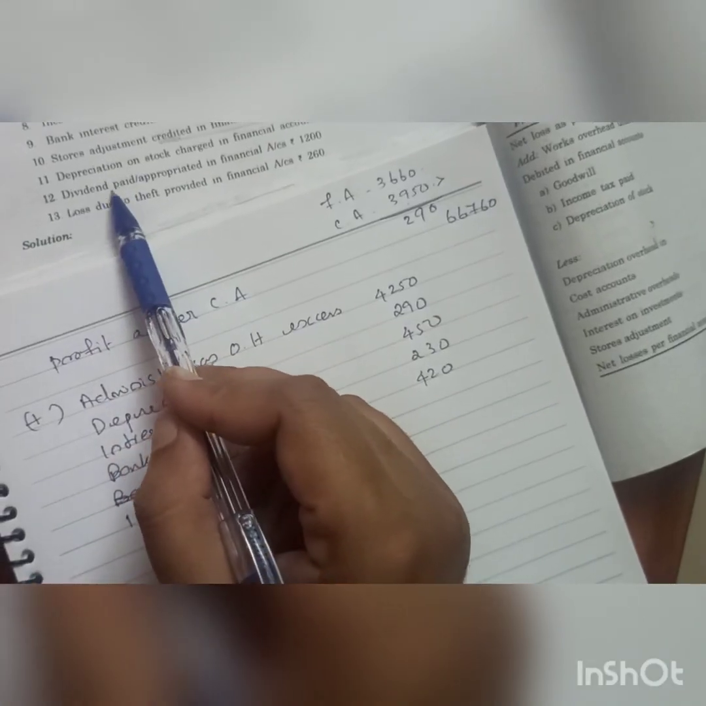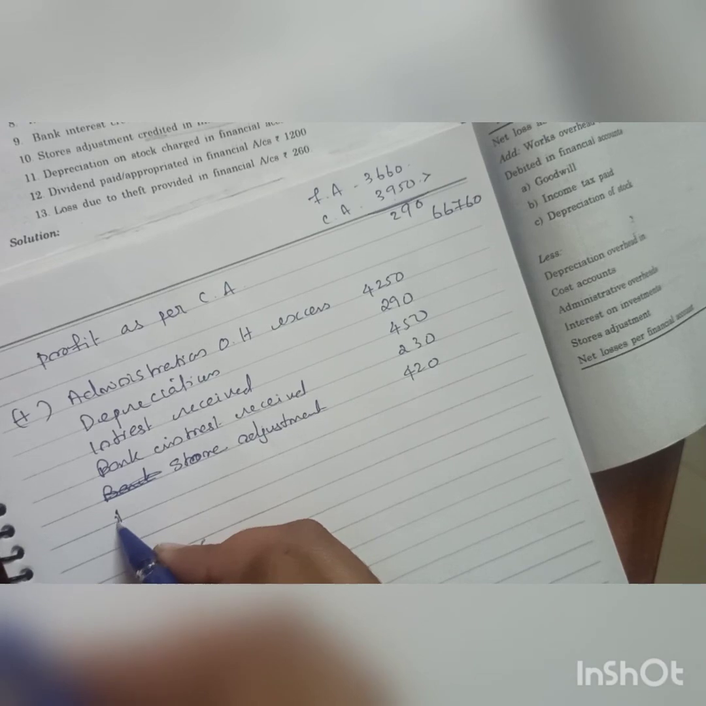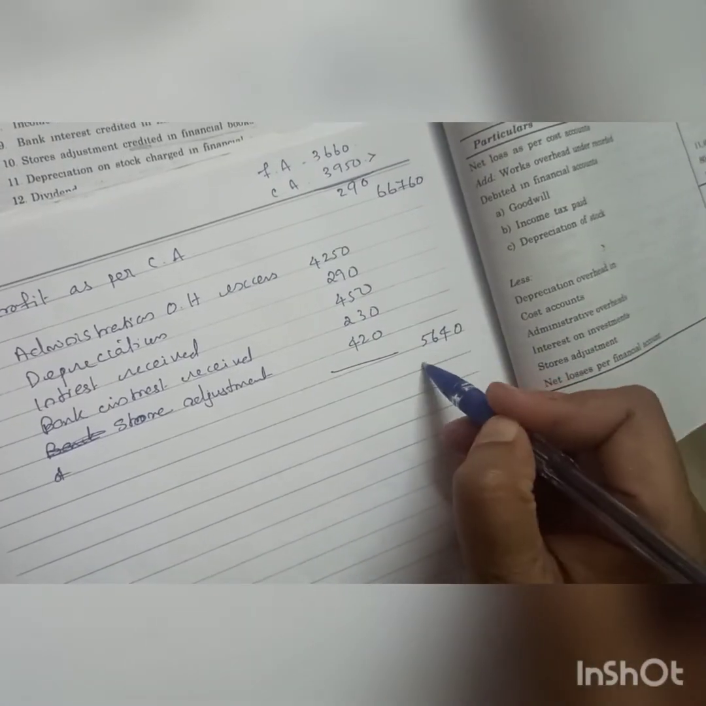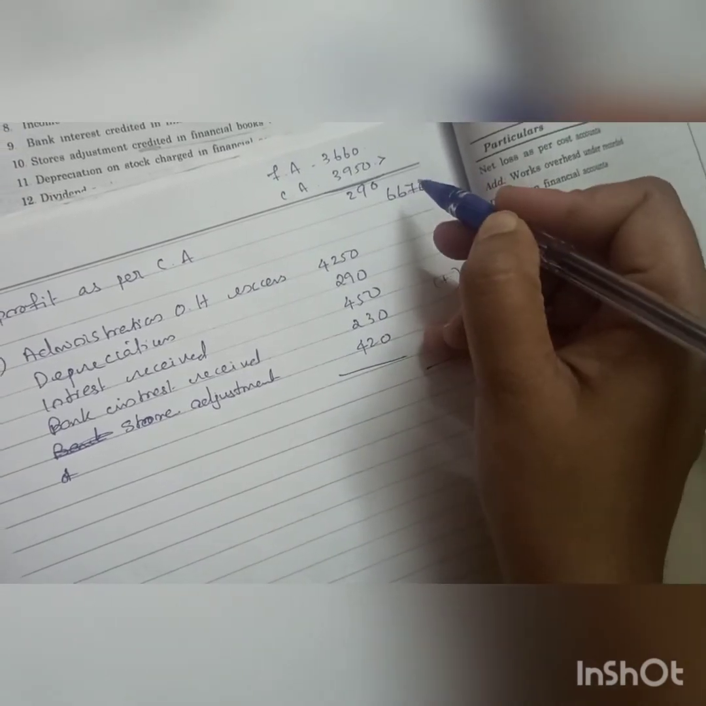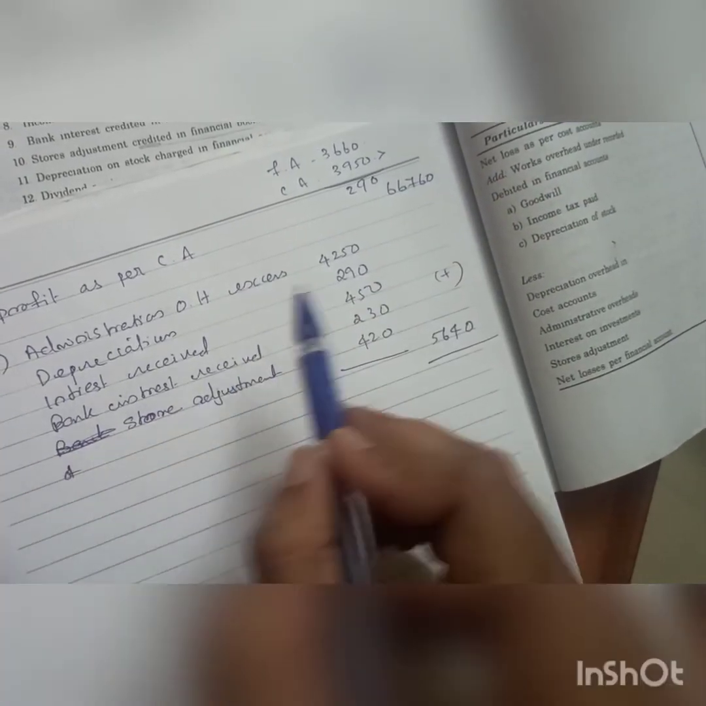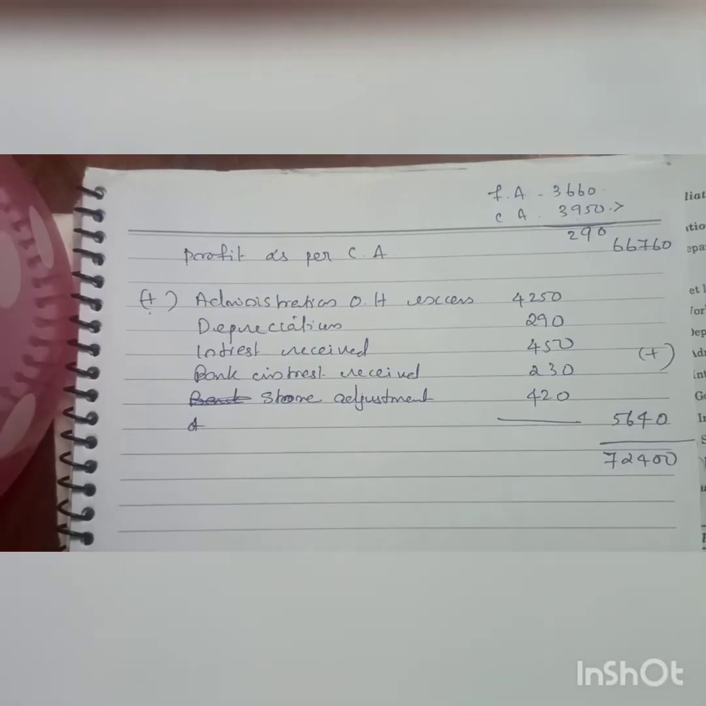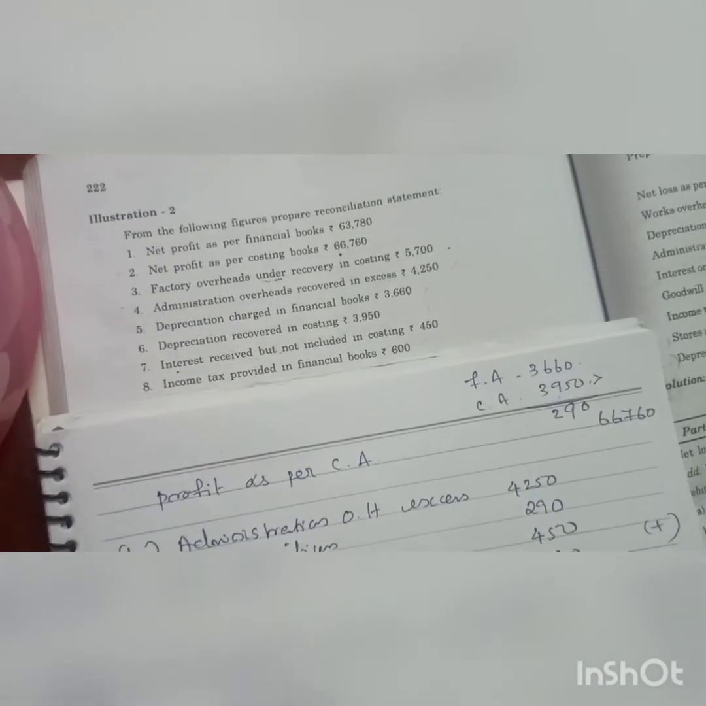These three items come under the debit side of P&L, that is the expense. So no need to add. So these are the items we have to add. Then we will get 5,640. Then after that we have to add it along with the profit as per cost accounting. Then total we will get 72,400. Okay.